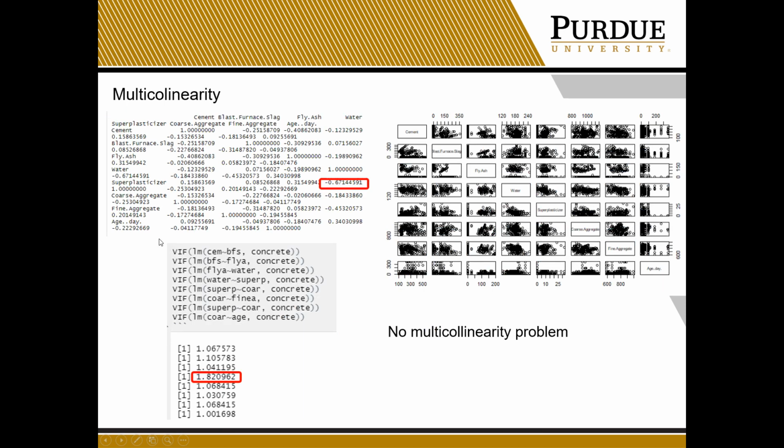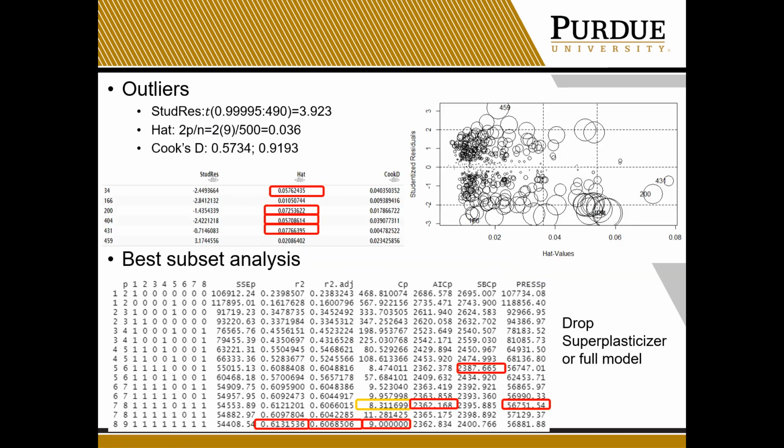Then I check the multicollinearity. Based on the correlation matrix, we can see that the correlation between water and superplasticizer is 0.67. It's a little bit high. Then we check the VIF to see if it has significant impact. All the VIFs are not greater than 10, so we can conclude that there are no multicollinearity problems in this model.